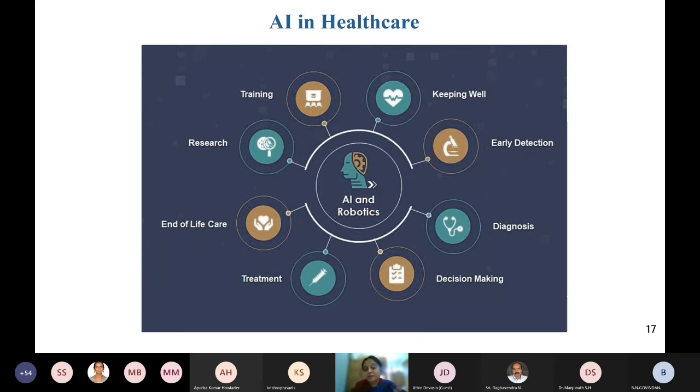We were trying to predict whether a person has COVID-19 or not, right? And also try to tell them, isolate yourself, do this, do that, take these things. So basic treatment can also be done with AI. End-of-life care, the taking care of it. A lot of research and training, yes, that is always there in every field. That is AI in healthcare.